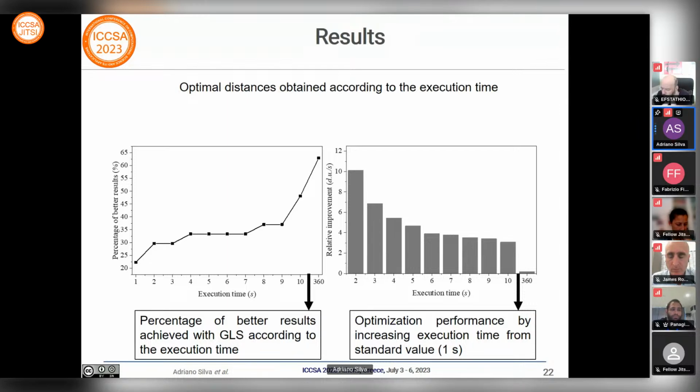However, for 360 seconds, we had a value less than a unit, which means that for each second we increased the execution time, we didn't even improve one unit. So maybe, also considering dynamic vehicle routing problems that demand fast solutions to find the shortest path, 360 seconds would not be feasible, as the time span I'm evaluating here is from 1 to 10 seconds.